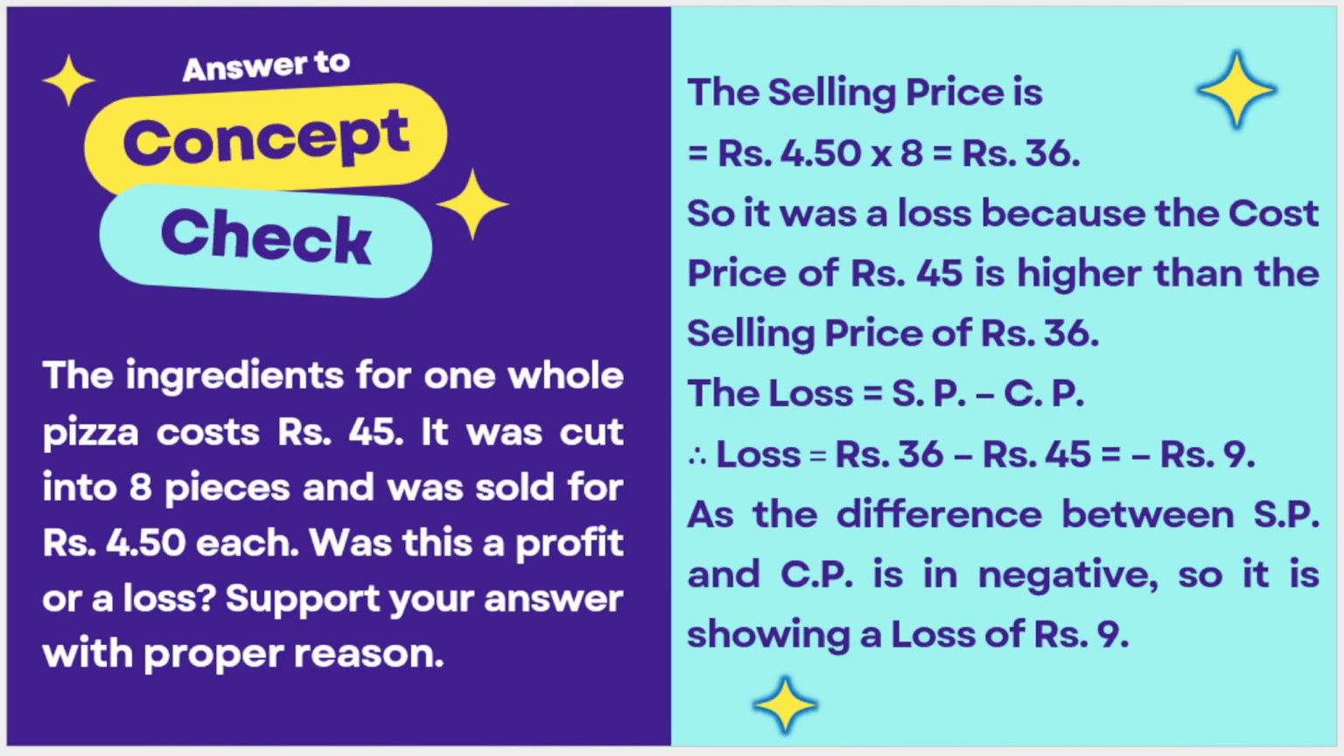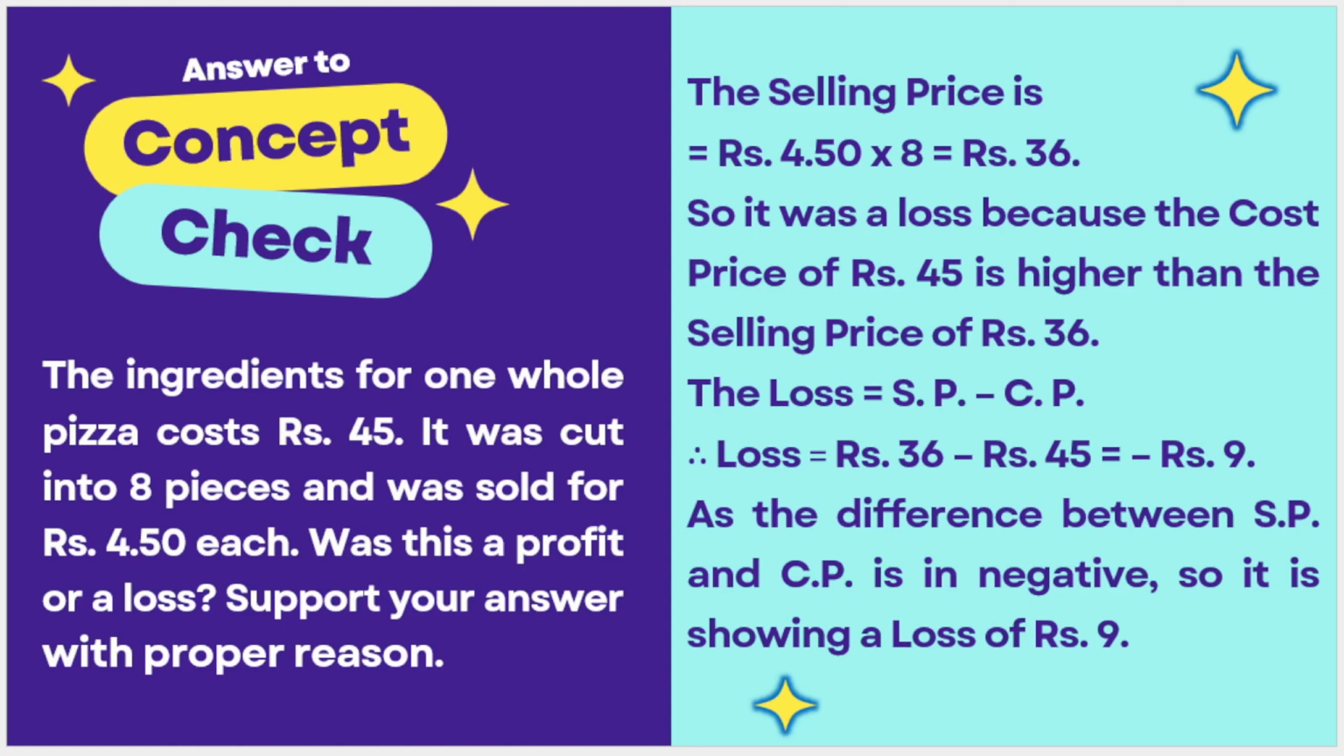Solution to example number 3. It is given that the ingredients for one whole pizza cost rupees 45. It was cut into 8 pieces and was sold for 4 rupees and 50 paisa each. We have to find whether this is a profit or a loss. We also need to support our answer with proper reason.